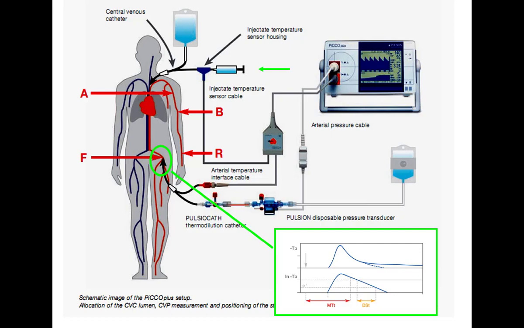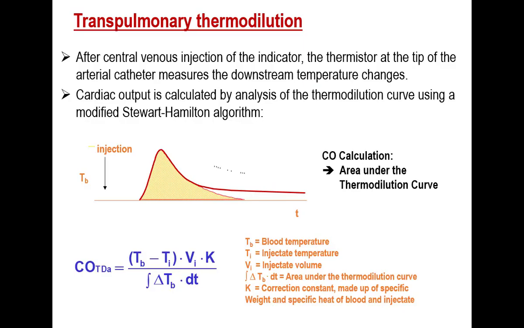From here, there are two values which are taken out. One is the mean transit time, which is the time from which half the indicator has passed the point of detection, and a downslope time where there is a rapid fall or equalization of temperature. So based on these two, which are measured by the machine, and you don't have to really measure them, it brings about a lot of parameters.